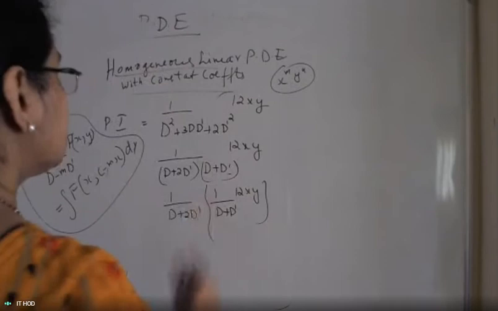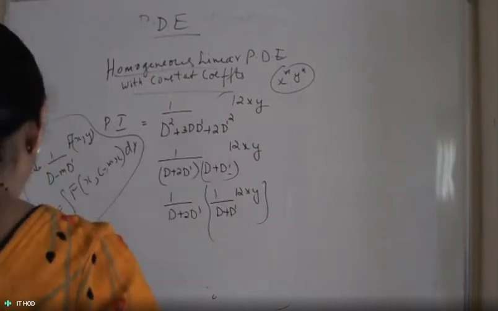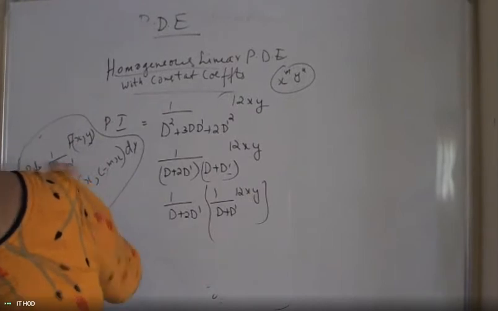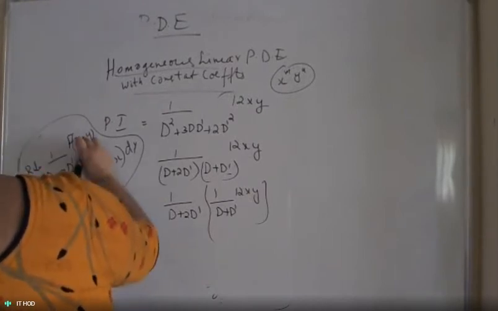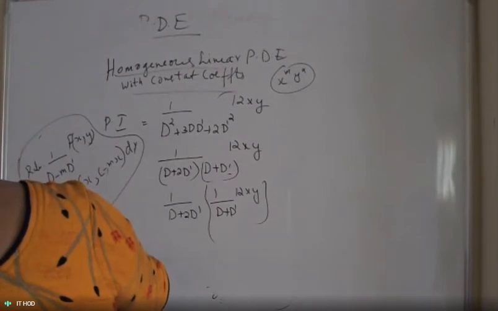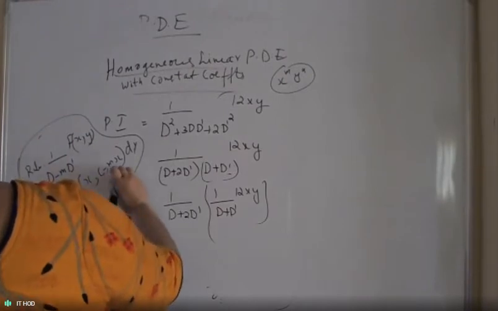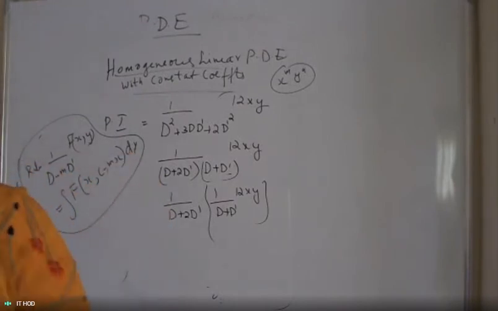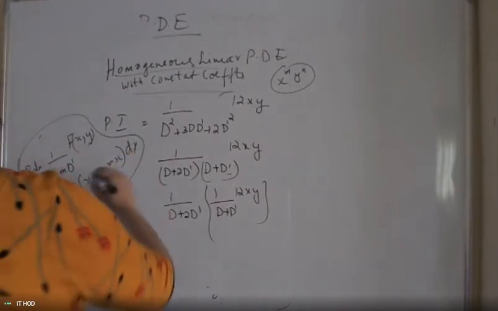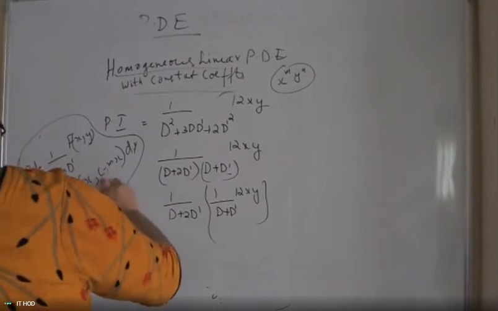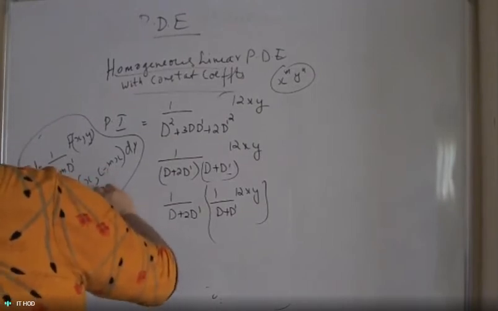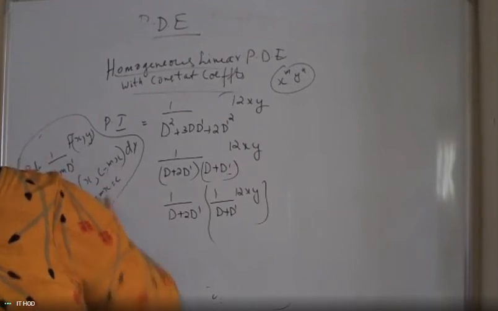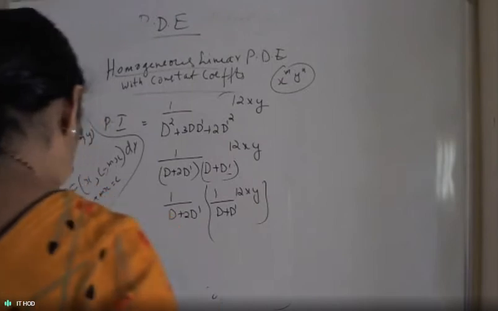Okay, so let me finish this one, then we will move on to case 3. This is the general rule. That is 1 by (D minus mD dash) of f of x, y. We are just writing it as the integral of f of x, c minus mx dx, where y plus mx is equal to c. This is the general rule.